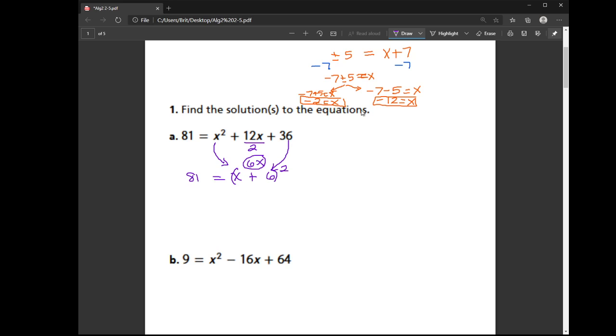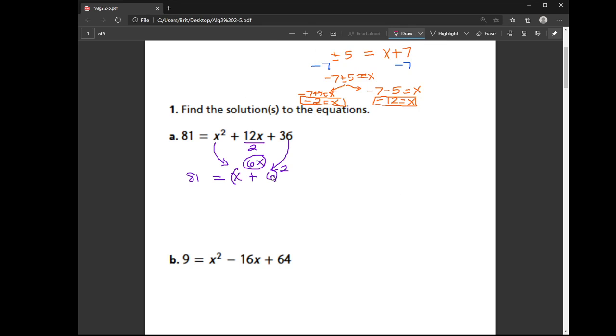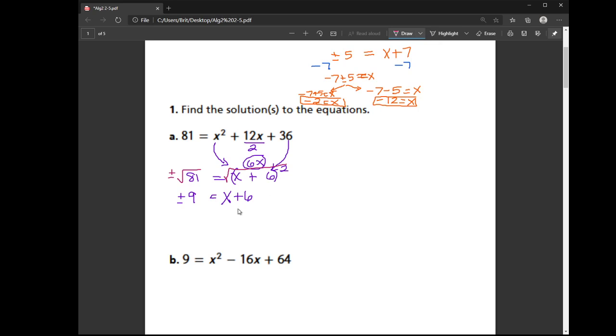So now that we have factored it, now we're going to solve it. So to get rid of the square, I'm going to take the square root of both sides, remembering to put my plus or minus sign so that Miss Caswell doesn't get mad. Now the square root of 81, that's 9. And then here on the right hand side, the square and the square root cancel out, leaving me with x plus 6. So then to isolate x, I'm going to subtract 6 from each side.